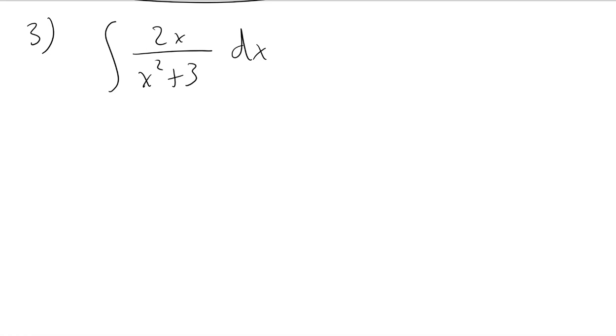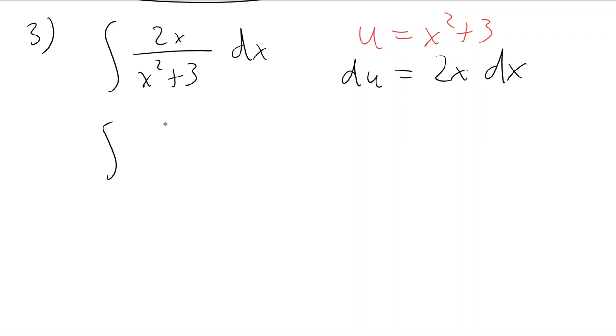I would probably guess the u is going to be the denominator, and I think that's going to work out because then du looks like the numerator. You see how that worked out? Okay, so this would be 1 over u, and then instead of all of this, I can put in du. You're okay there?